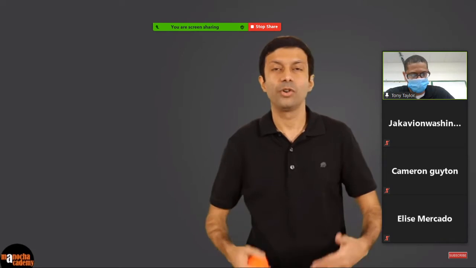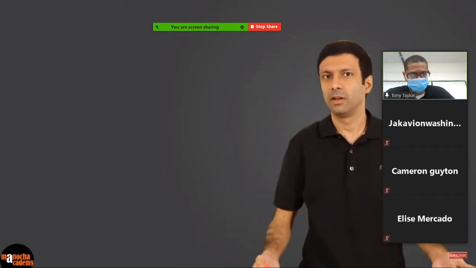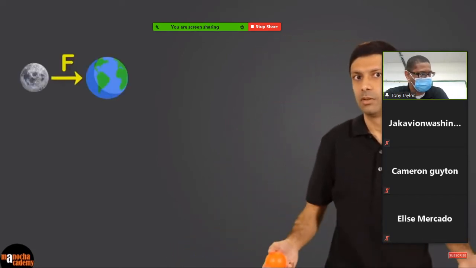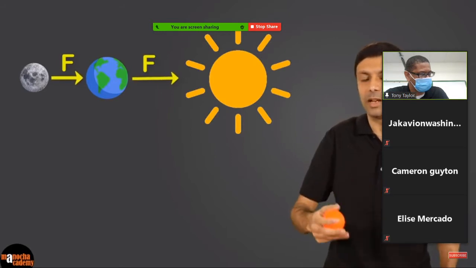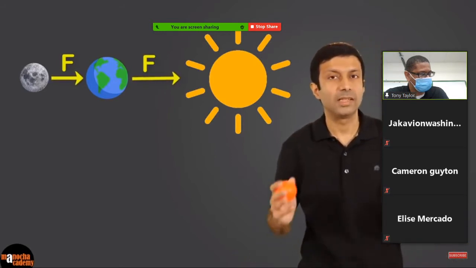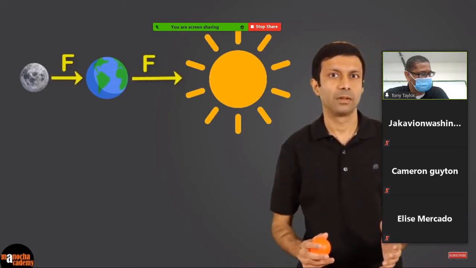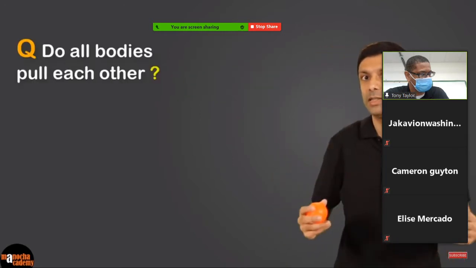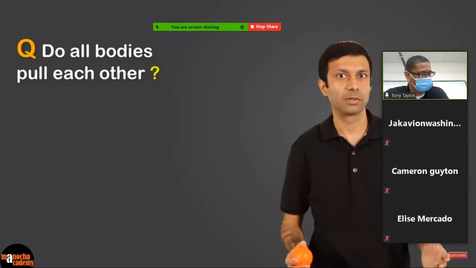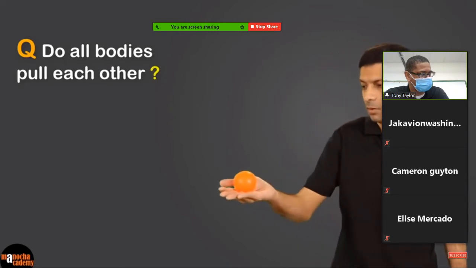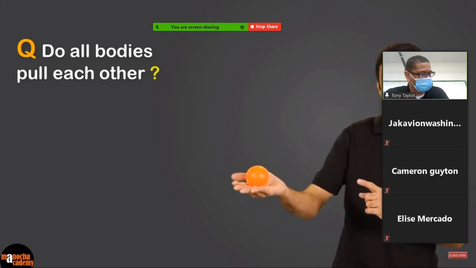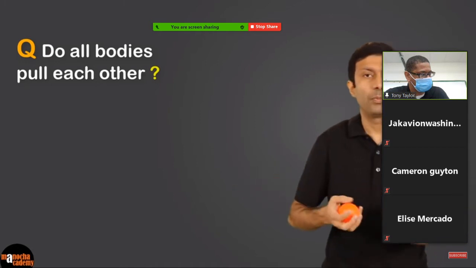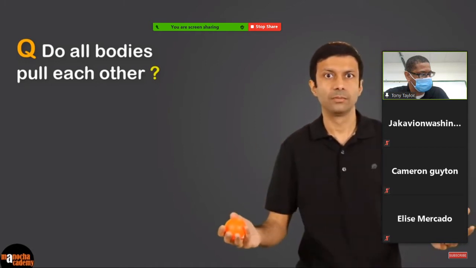ground, or you're sitting. We know that the Earth pulls the moon, the sun pulls the earth and all the other planets with this invisible force. But the interesting question is, do all bodies pull each other with this invisible force? For example, am I pulling this ball right now? Or are you pulling all the things around you?